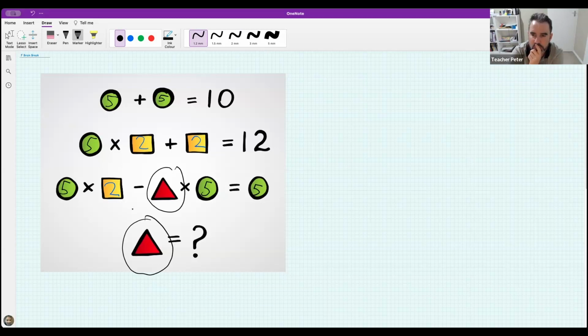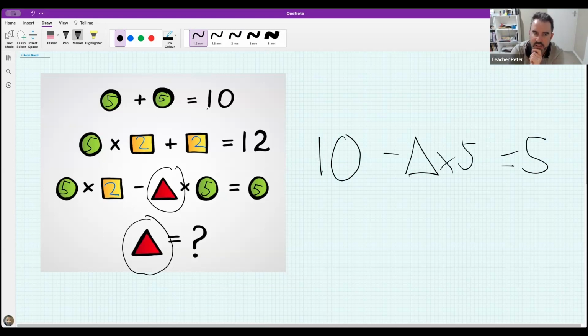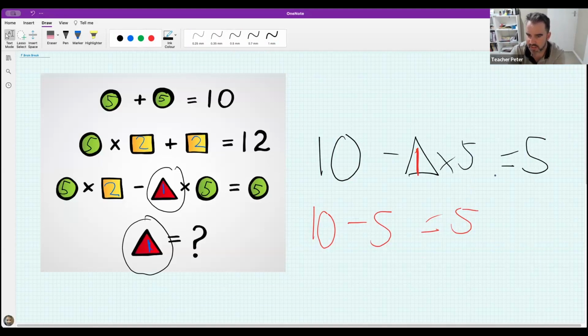So we know that 5 times 2 is 10. We know we have our red square times 5, and we know this is 5. So what does this number have to be over here? I think it has to be 1, because 10 times 1 minus 5, or 10 minus 5, would give us 5. So this has to be 1. Very nice, Cullen. Very, very nice. You're on it.